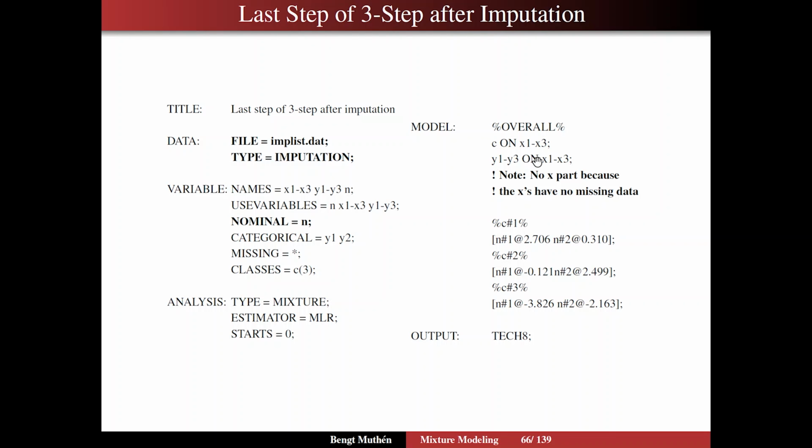So that's one thing to note. And the other thing to note is that there is no x part, no x1, x3 with x1, x3, because we don't have to bring the x's into the model because the x's no longer have missing data because we imputed for it. Otherwise, the model is the same as before for 3-step, the fixed nominal variables at the fixed loaded values.